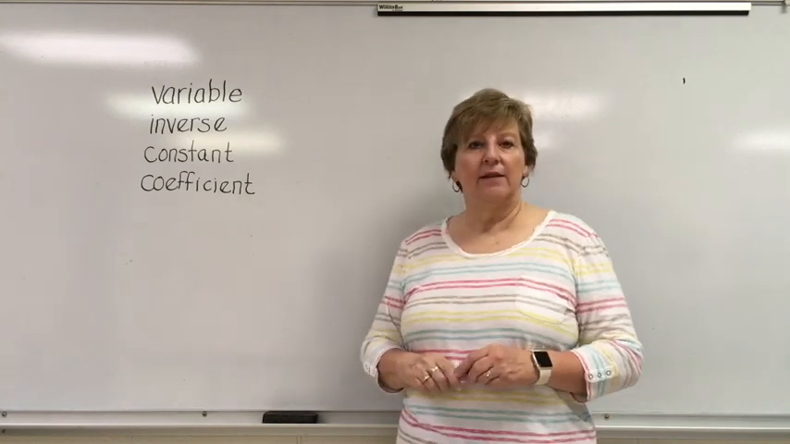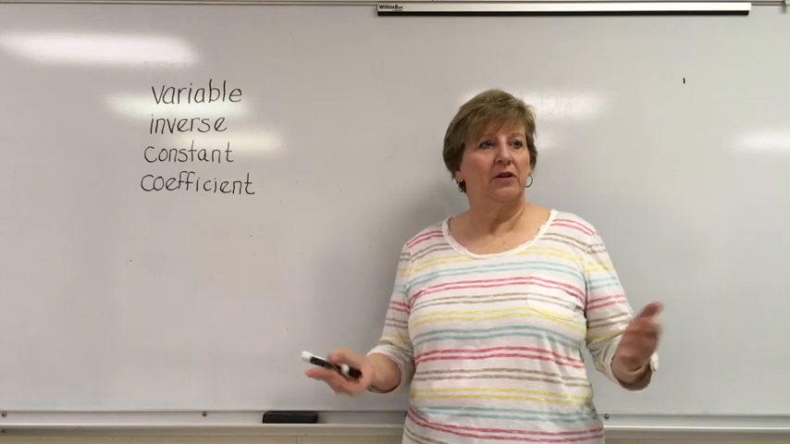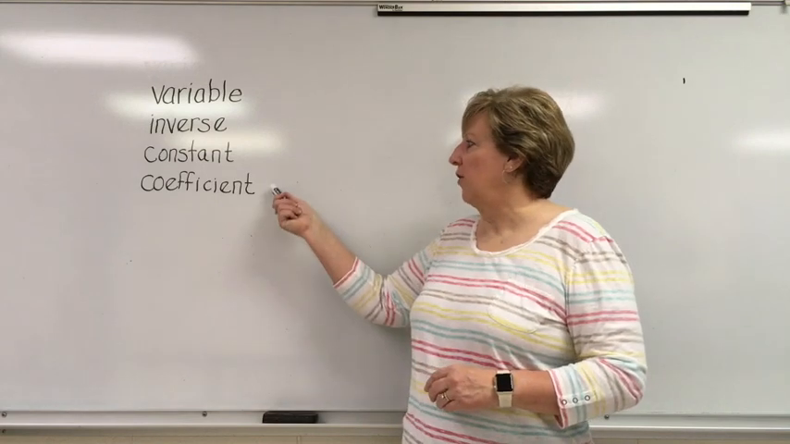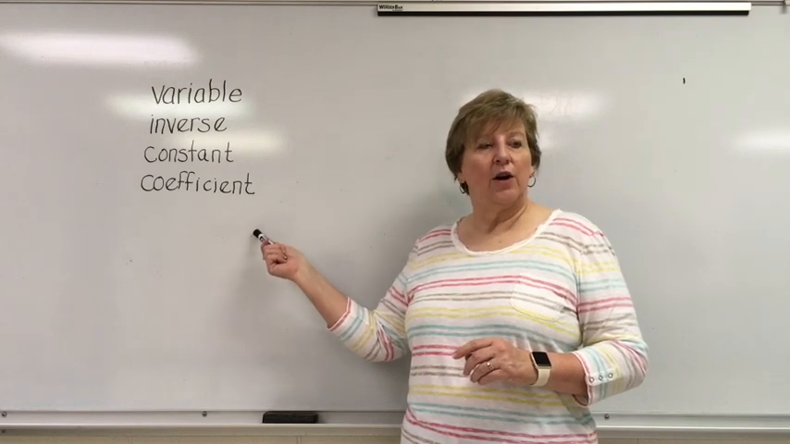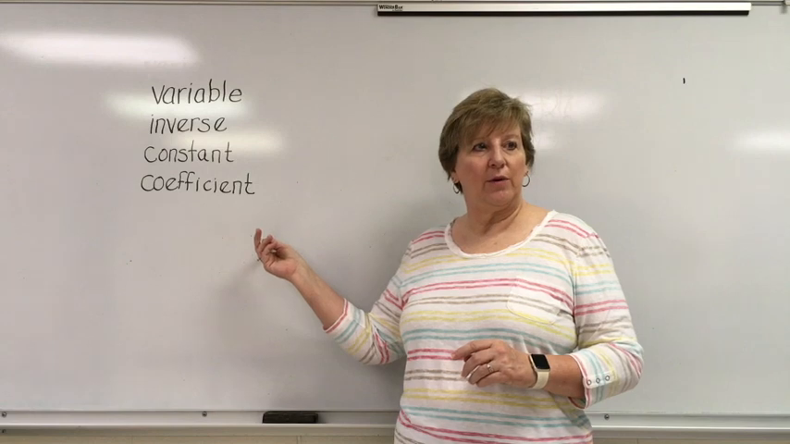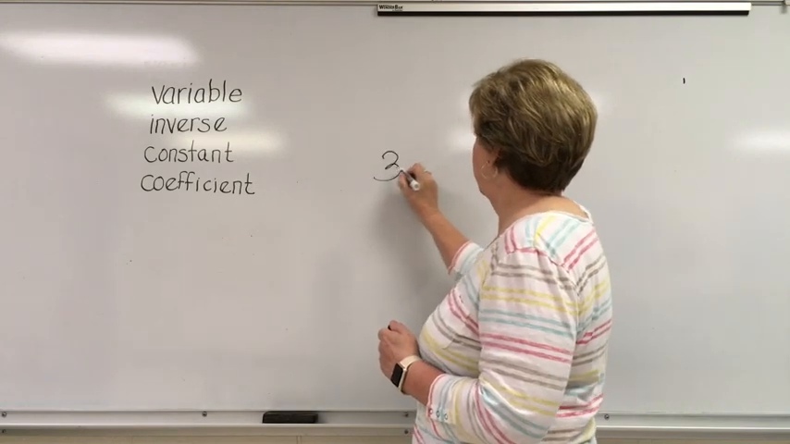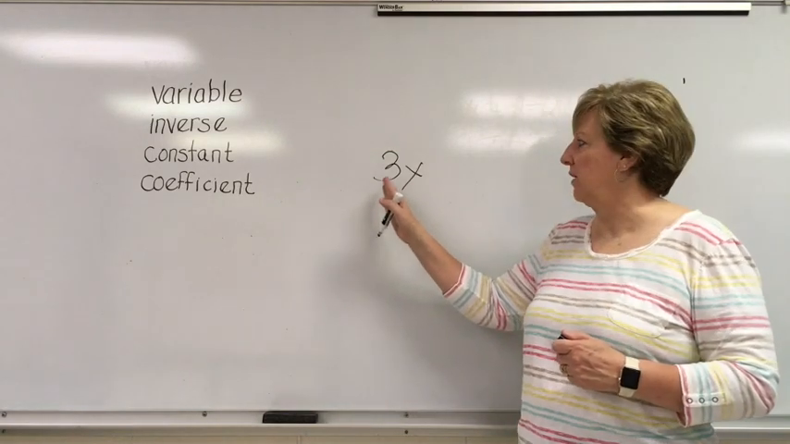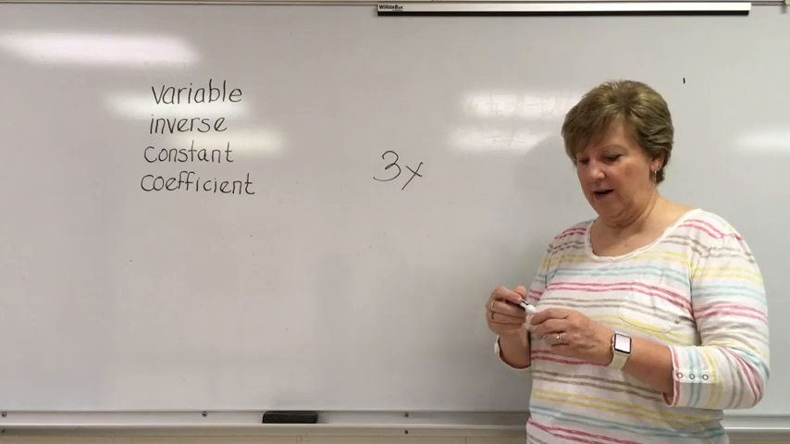A constant is a number that just stands by itself. Our new term today is coefficient. A coefficient is a number that multiplies a variable. So in other words, if you had 3x, x is your variable, 3 is your coefficient. 3 is going to multiply by x, okay?